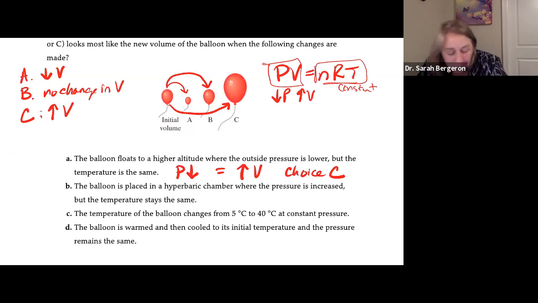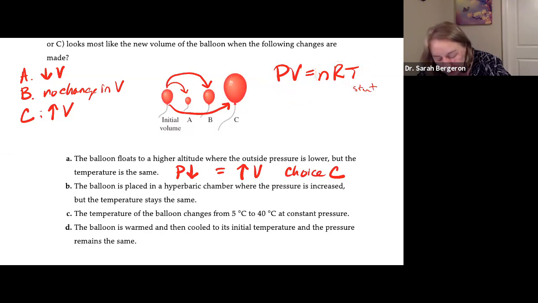Okay. The balloon is placed in a hyperbaric chamber where the pressure is increased, but the temperature stays the same. Okay, so let's do this. Our pressure is increased. We have an increase in pressure, but the temperature stays the same. So this again is constant.